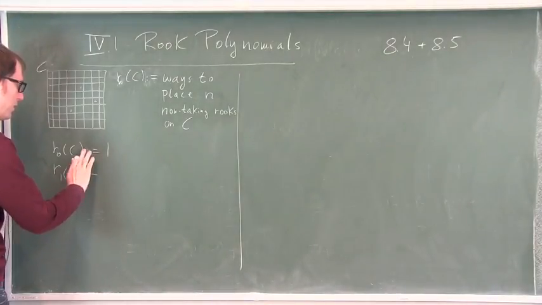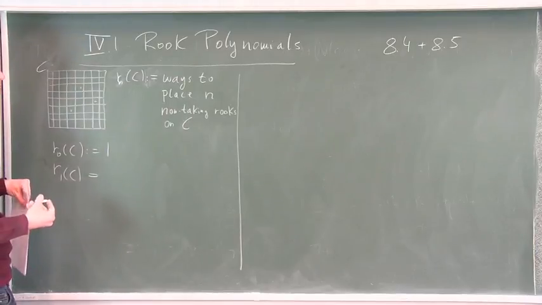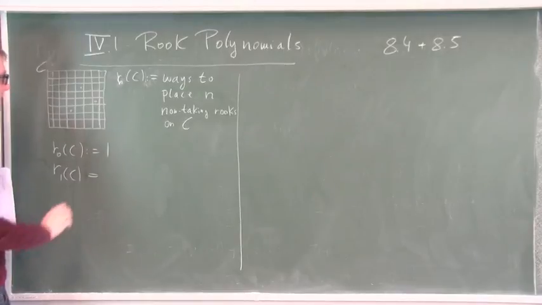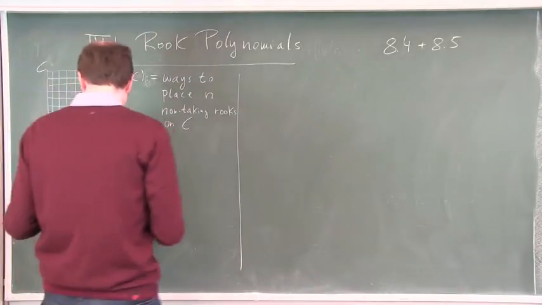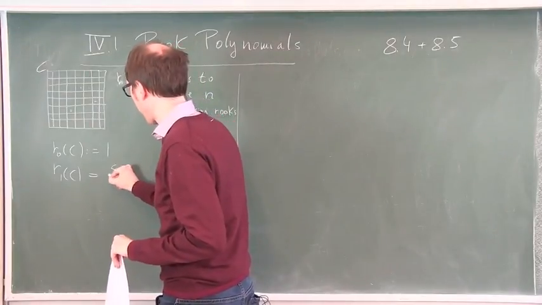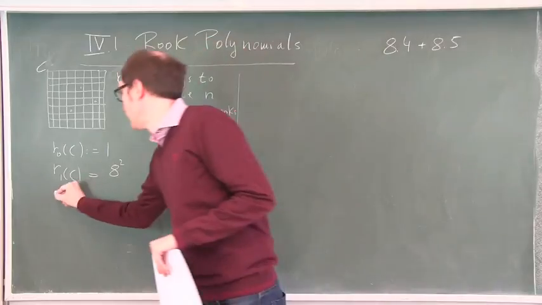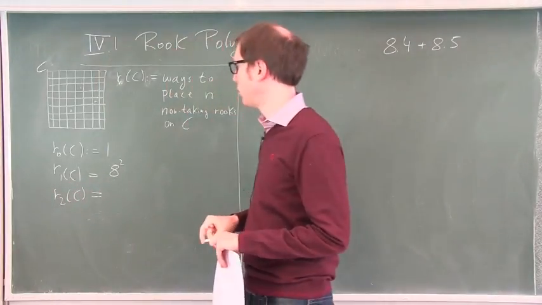What is R1 of C? Well, R1 of C is the number of ways to place 1 rook so that it doesn't take any other one. Of course, it's just the number of fields we have here, so it's 8 squared. This is all much too easy. Let's go to R2 of C.